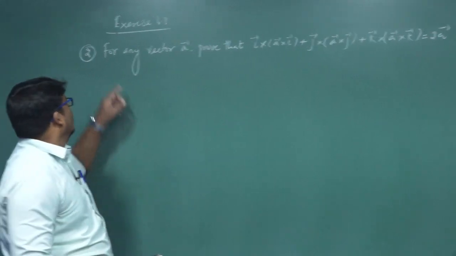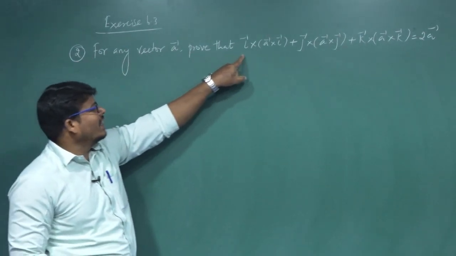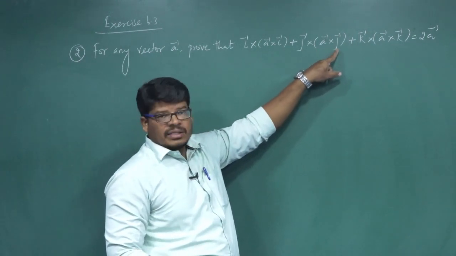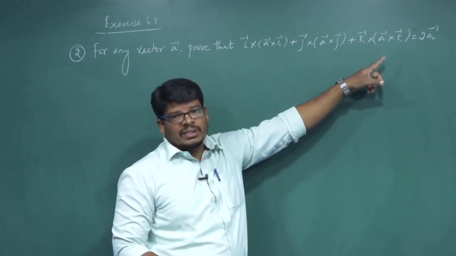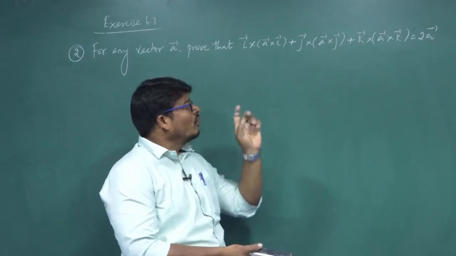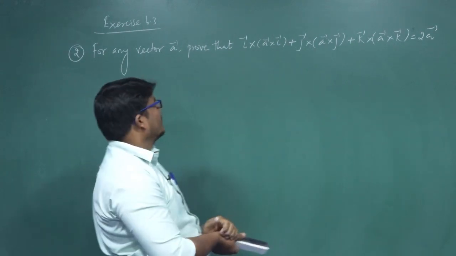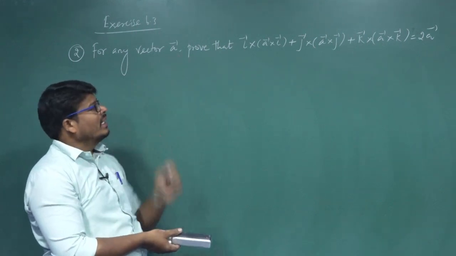Next problem, second problem. For any vector A, prove that i vector cross A vector cross i vector plus j vector cross A vector cross j vector plus k vector cross A vector cross k vector equals 2A vector. We have to prove LHS equals RHS for any vector A.